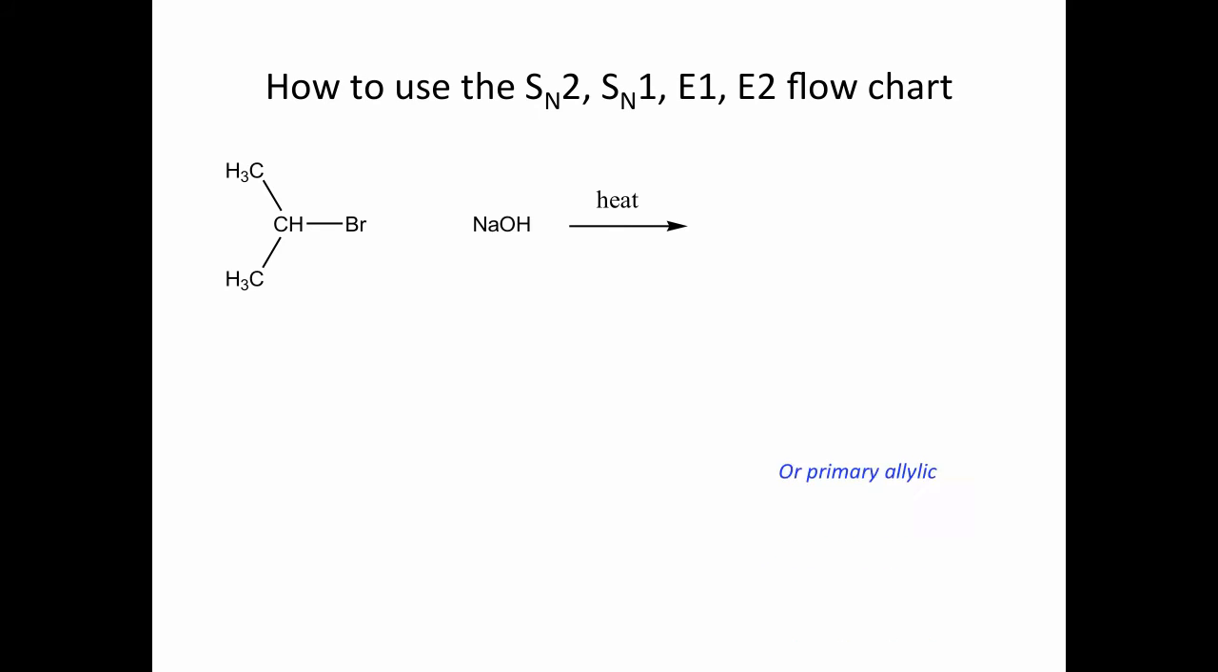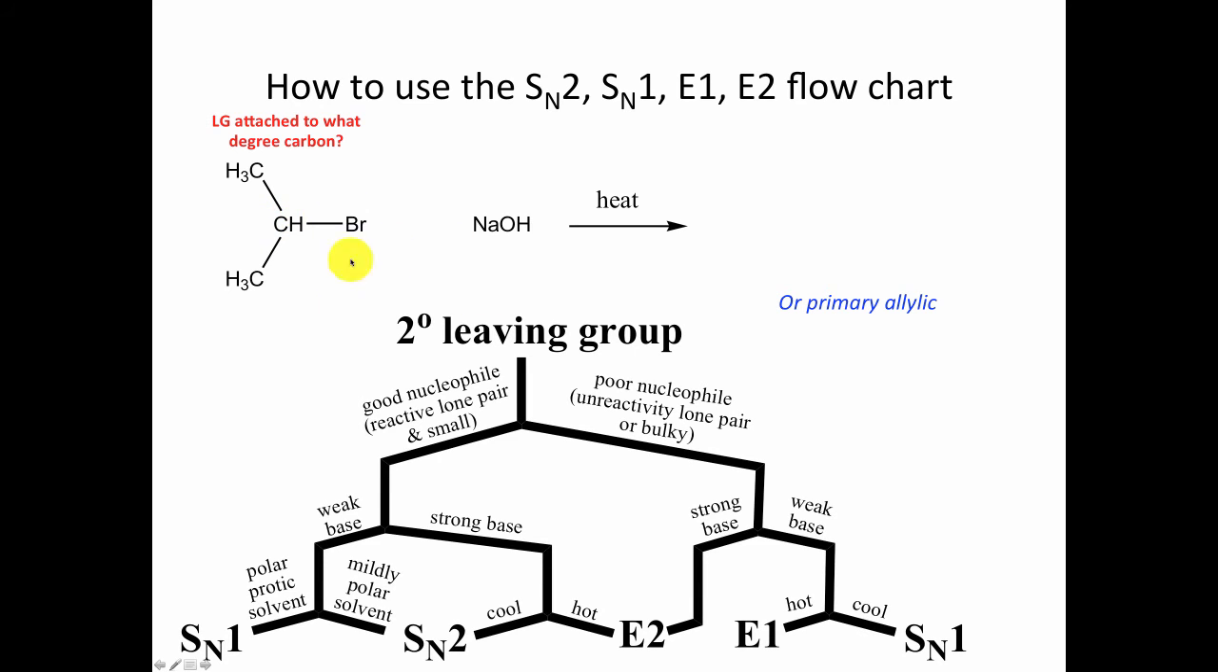If we have a secondary or a primary allylic or benzylic substrate, and the leaving group is attached to that secondary carbon here, we then follow the secondary leaving group chart. First question again to ask is if our nucleophile base, which is this Na plus O minus, OH minus, is a poor or weak nucleophile. Because the OH minus is charged and small, that would make it a good nucleophile. We then ask ourselves if the OH minus is a strong or weak base. In this case, it is in fact a strong base.